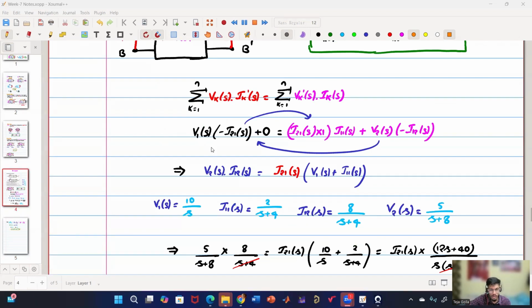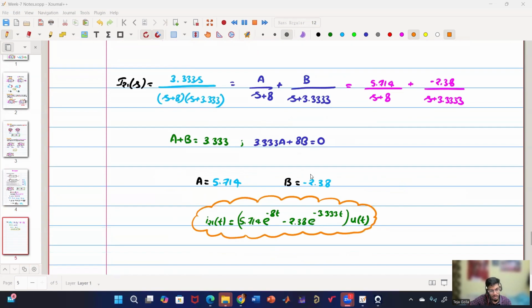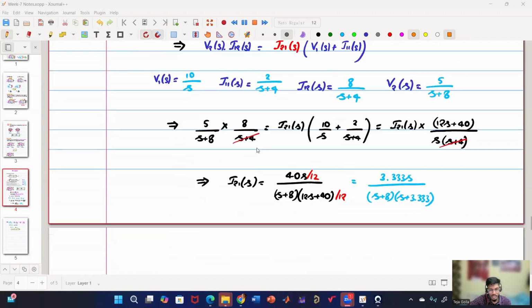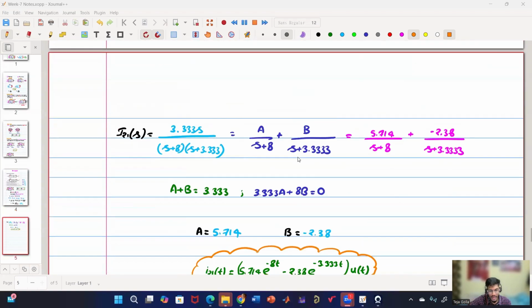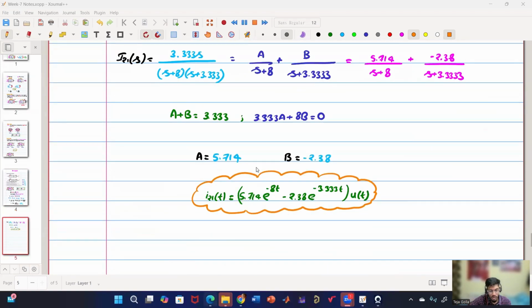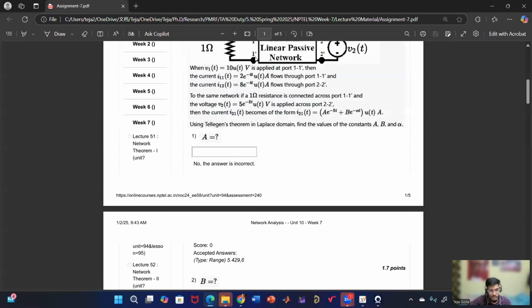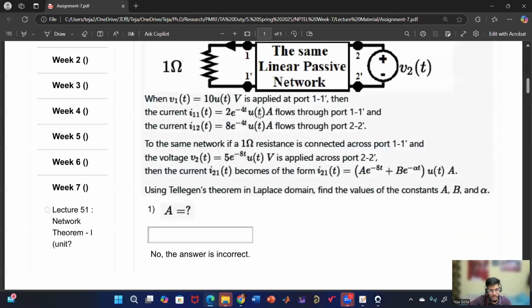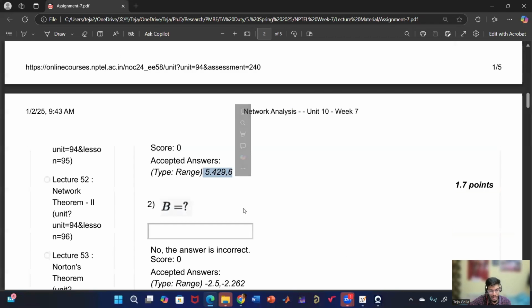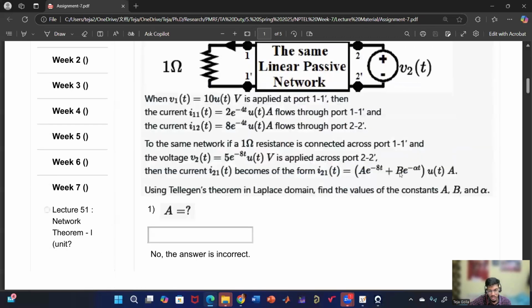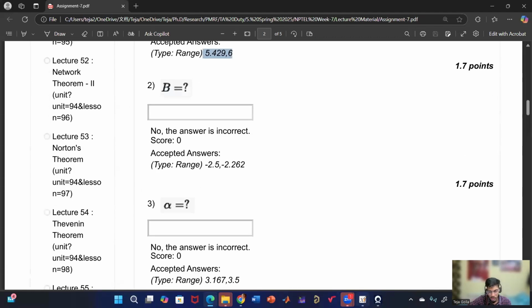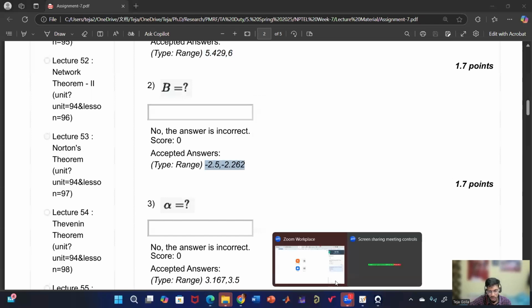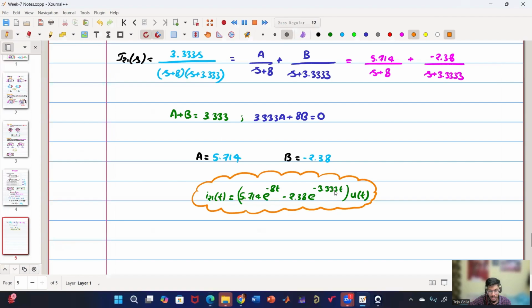Okay, I'll just summarize the entire problem again. First, let us check the answer. They're asking, e to the power of alpha t, coefficient is A. So we have A is nothing but 5.714. Let me zoom in. A is 5.714. Yes, in the range. And what is B? B is the other coefficient, and alpha is the exponential. So B we got minus 2.38 if I'm not wrong. Minus 2.38, in the range. And alpha we got minus 3.333.